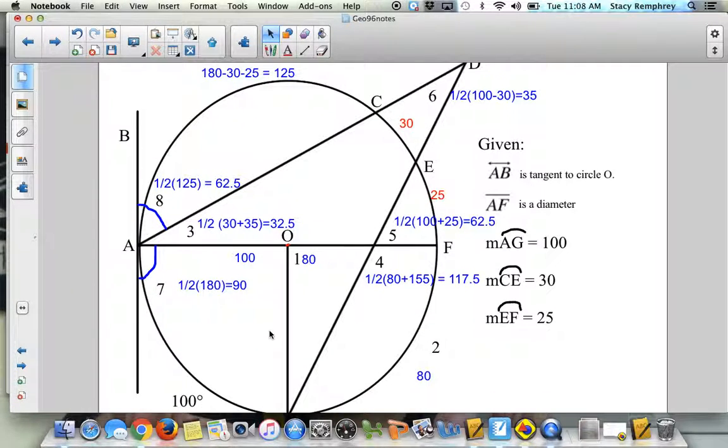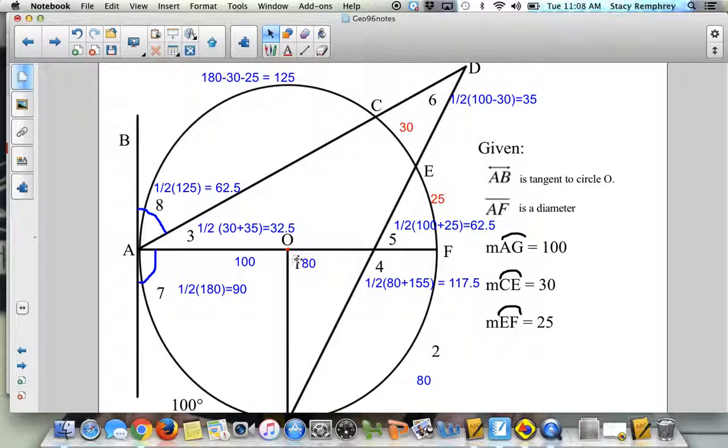Okay, over here I have your answers. Angle 1 is a central angle. I knew it told me AF was a diameter, so I know arc AF is a semicircle. So if this arc is 100, this arc's 80, that's your 2. Angle 1 is central, so it's an 80-degree angle. Angle 2, or I talked about 2.